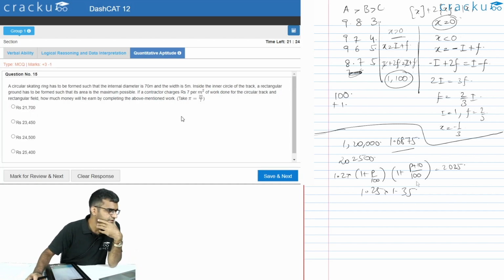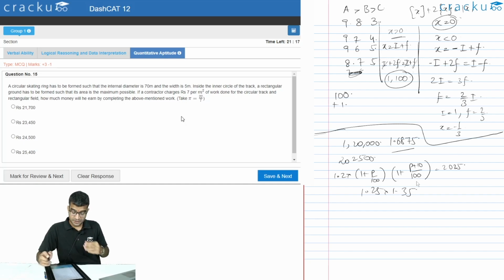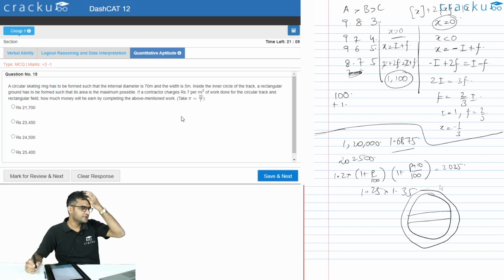A circular skating ring has to be formed such that the internal diameter is 20 meters and width is 5 meters. This again seems to be one painful question. So this is a circle. There is an inside diameter and an outside diameter. A rectangular ground has to be formed such that the area is maximum possible. Wait, I made a mistake. The contractor is paid for work done for the circular track and rectangular field. How much money will you earn? Okay. This is not very difficult.